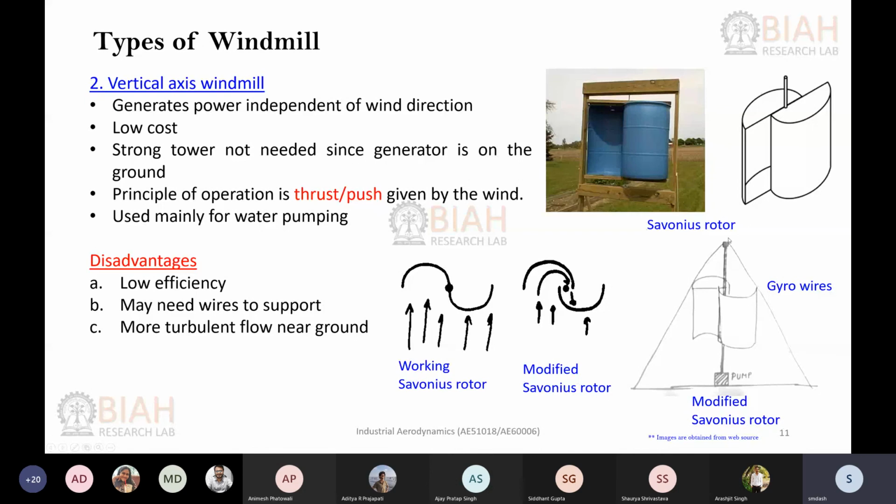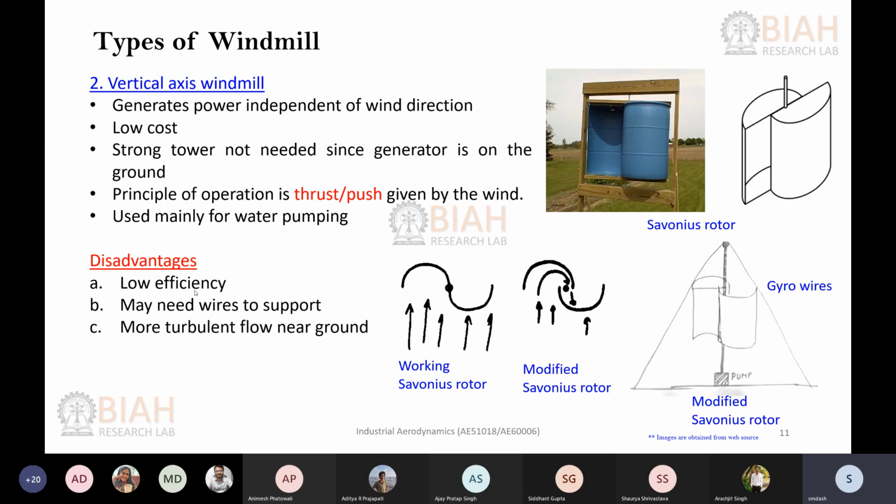There used to be guy wires so that you can mount this device or hold this device properly, because it is rotating and having only one vertical shaft. So you need to have extra guy wires so that you can hold them in place properly. This is the overall construction of your Savonius rotor, which is your vertical axis windmill.